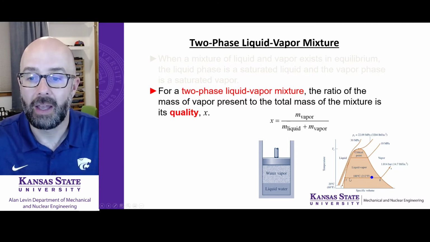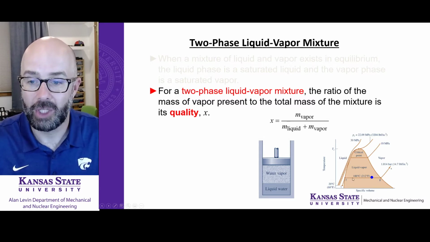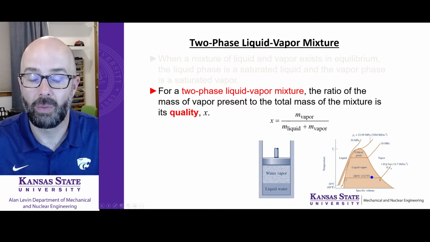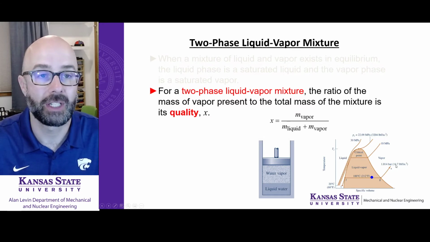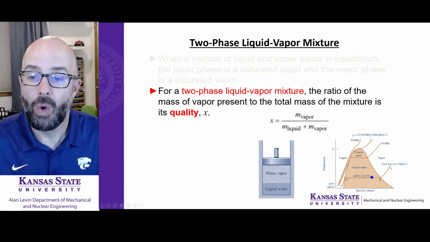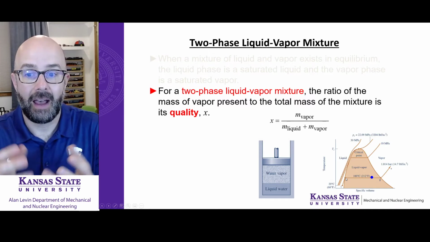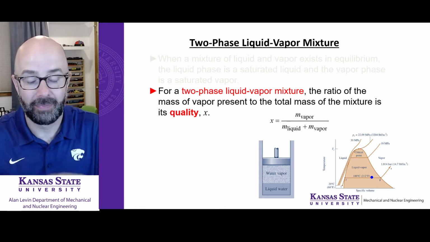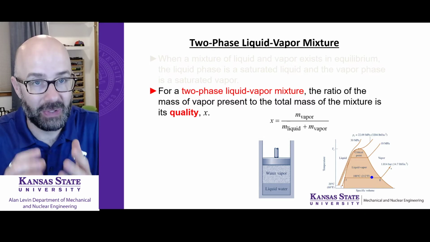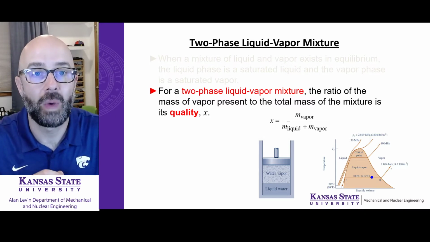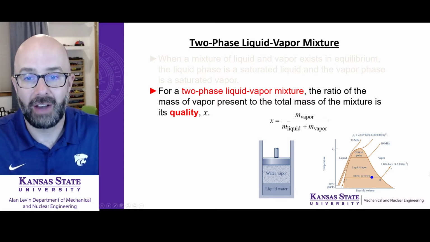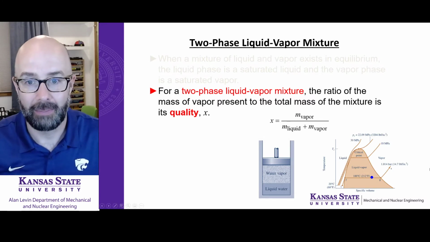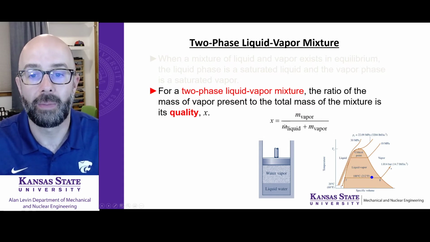Here the temperature is 100 degrees Celsius and the pressure is 1.014 bar, or the temperature is 212 degrees Fahrenheit and the pressure is 14.7 psia. We cannot say that temperature and pressure are independent here. We need to know something else in this region to tell us where we are, and we're going to call that quality. Quality is defined as the mass of the vapor over the total mass.